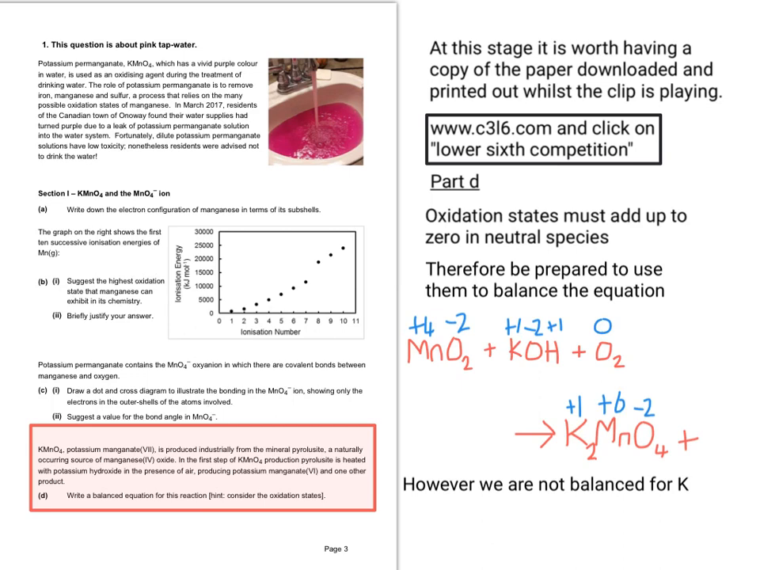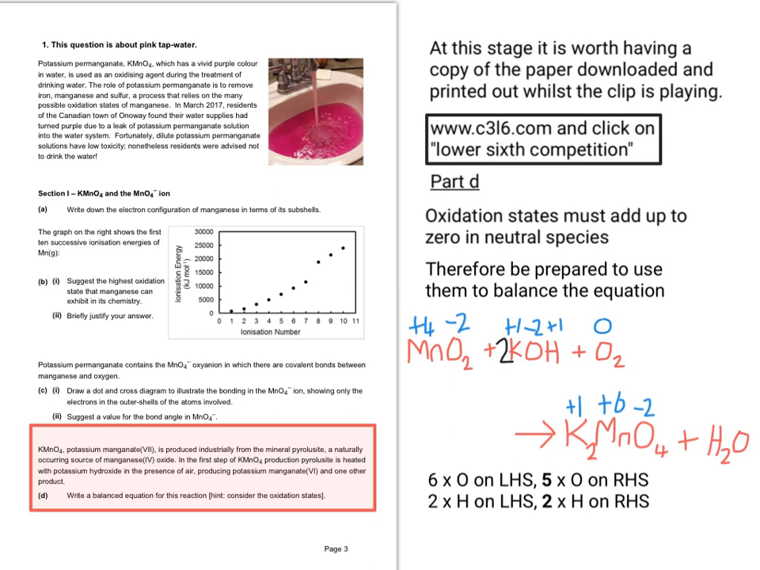So the problem we've got is we're not balanced for potassium. There's 2 potassiums on the right-hand side and there's 1 on the left. So we get around that problem by doubling the number of potassium hydroxides. So once we've done that, we just have to check how many oxygens on the left-hand side, 6, how many oxygens on the right-hand side, 4. Now to take care of that, we can put in water. That gives us 5 oxygens on the right-hand side, 6 oxygens on the left-hand side.